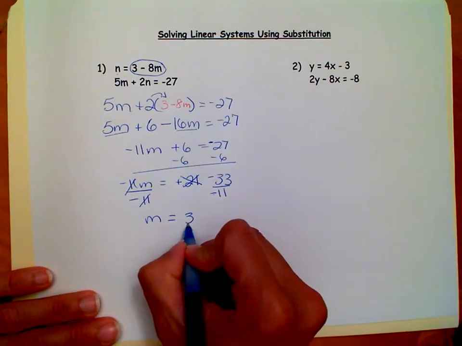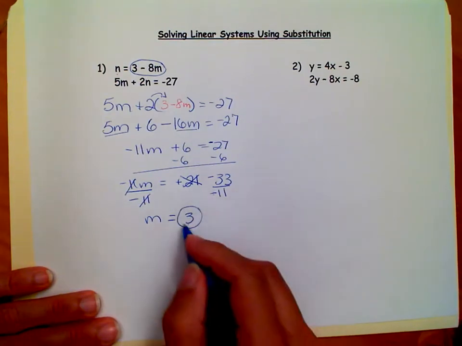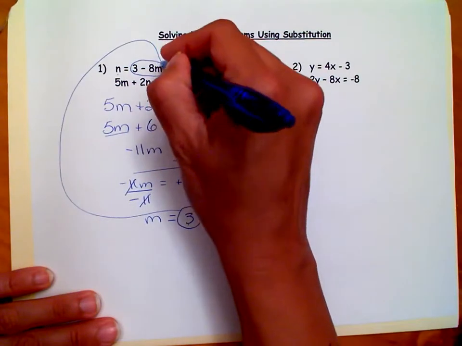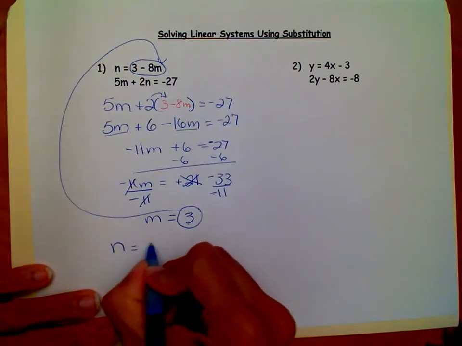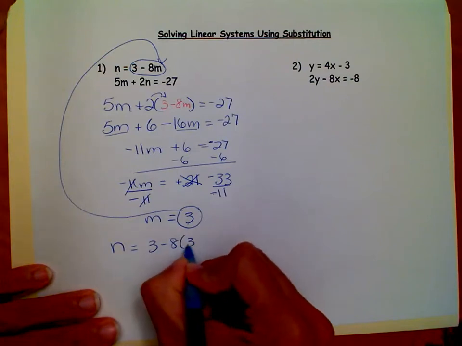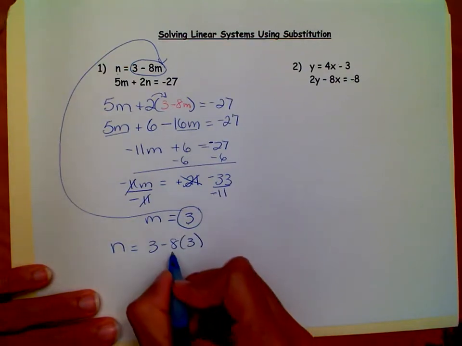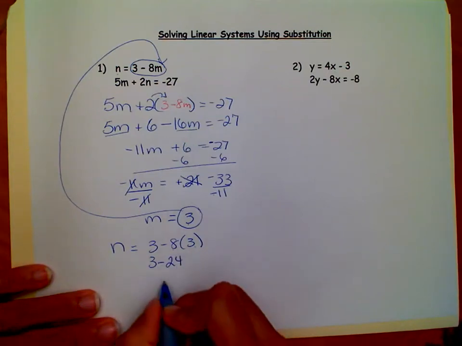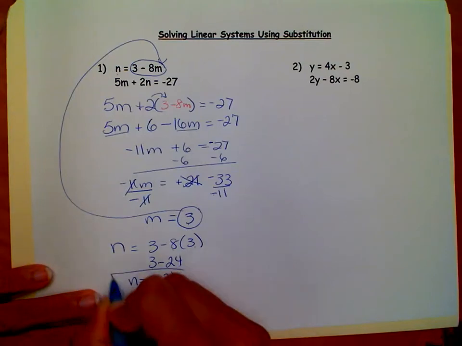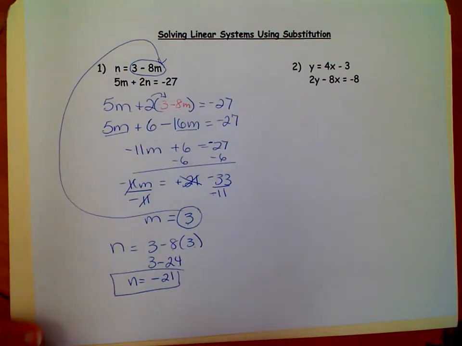Once I have m, I substitute again. I put my m back in there, in for m. So I get n equals 3 minus 8 times 3. Well, 8 times 3 is 24, so now I get 3 minus 24. 3 minus 24 is negative 21. So that's my n. And now this is the important part.